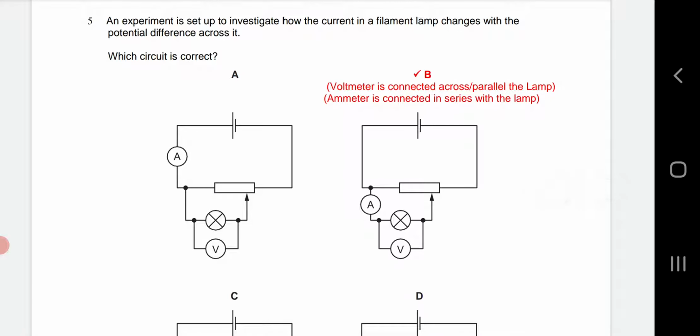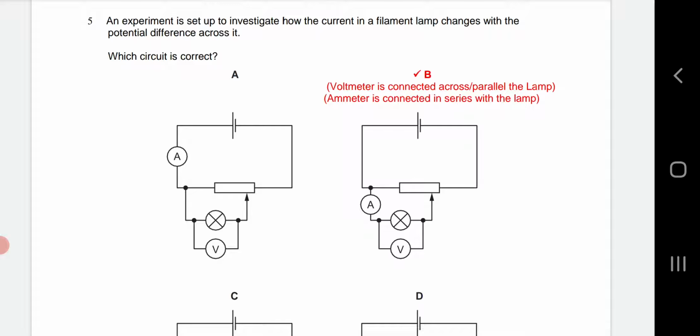Question number 5. An experiment is set up to investigate how the current in a filament lamp changes with the potential difference across it. Which circuit is correct? Voltmeter is always connected in parallel to a device, and an ammeter is always connected in series with the device. So these two are main concepts.